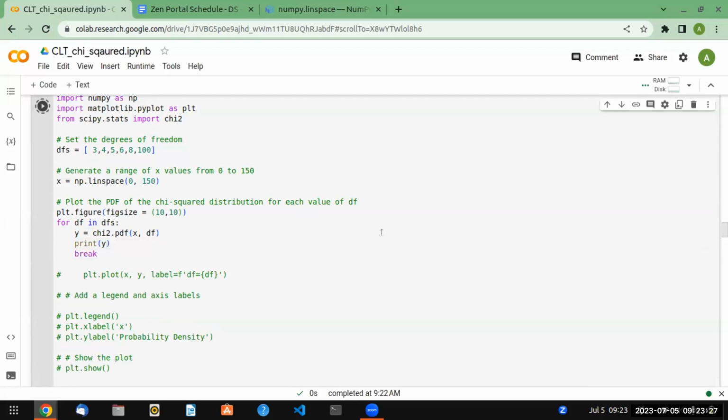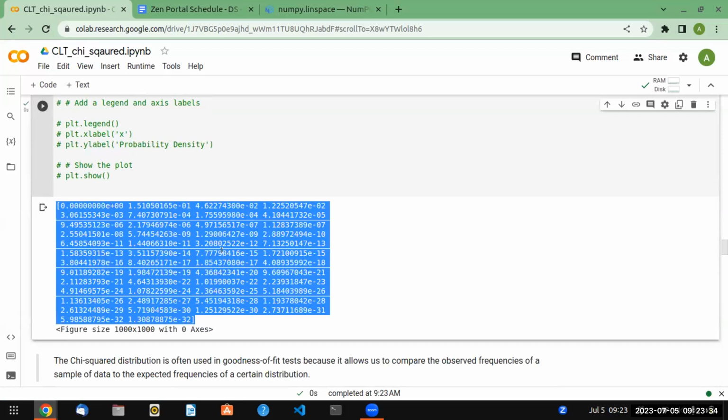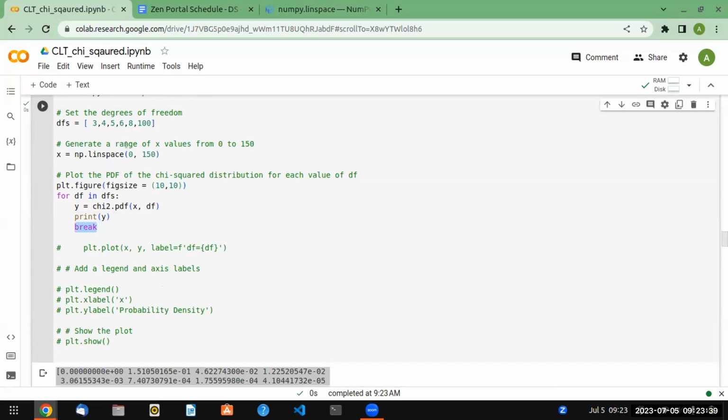Let it run for one loop. Right, so this is my Y. I break the loop after the first iteration, so it is only getting calculated for degree of freedom 3. Are you getting what is happening here? In this for loop, when I put X inside the chi2.pdf function, X and the degree of freedom, in the first iteration the degree of freedom is 3.